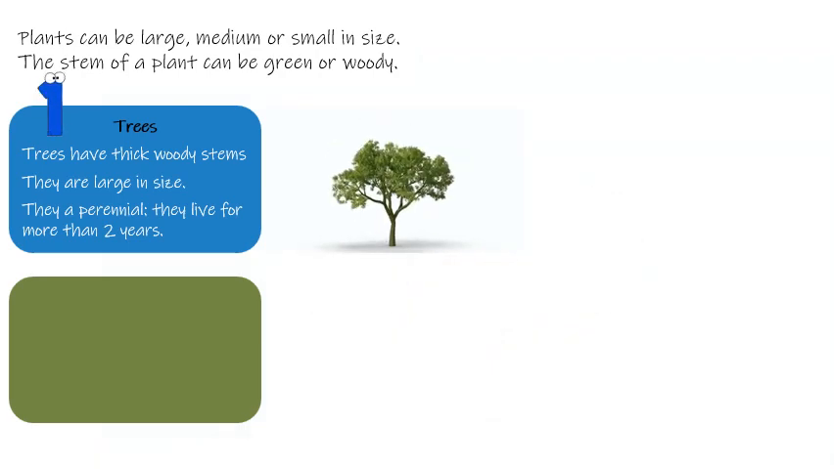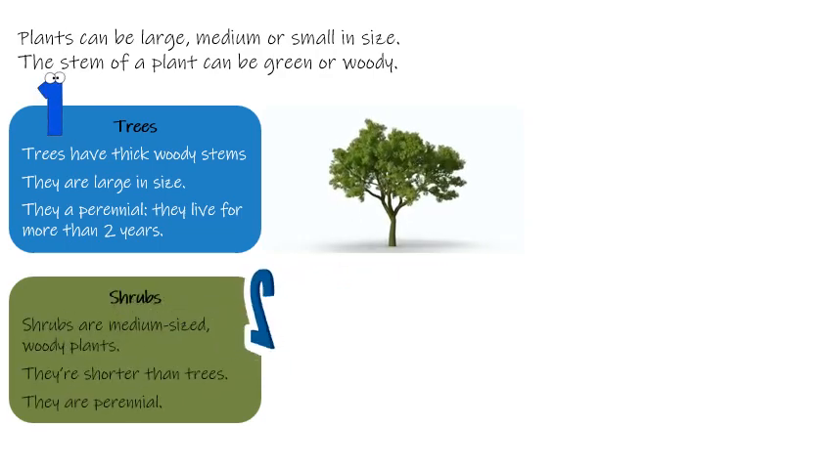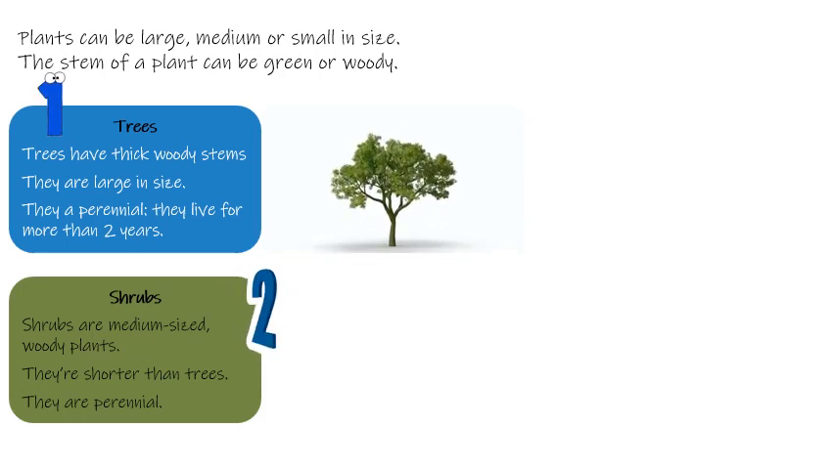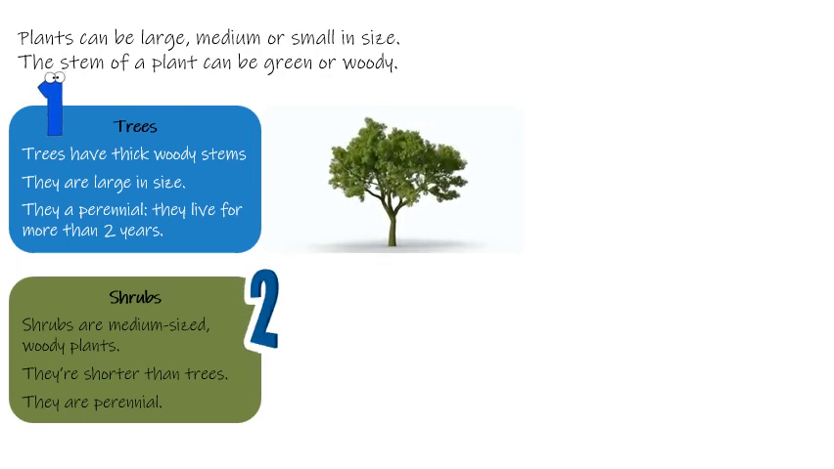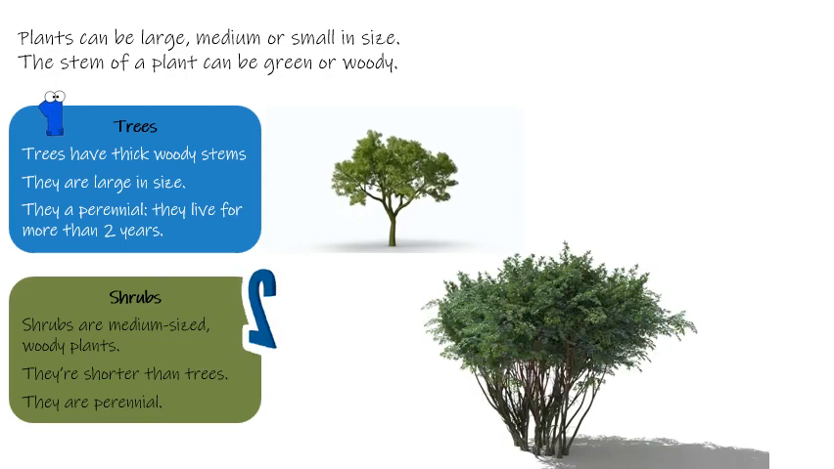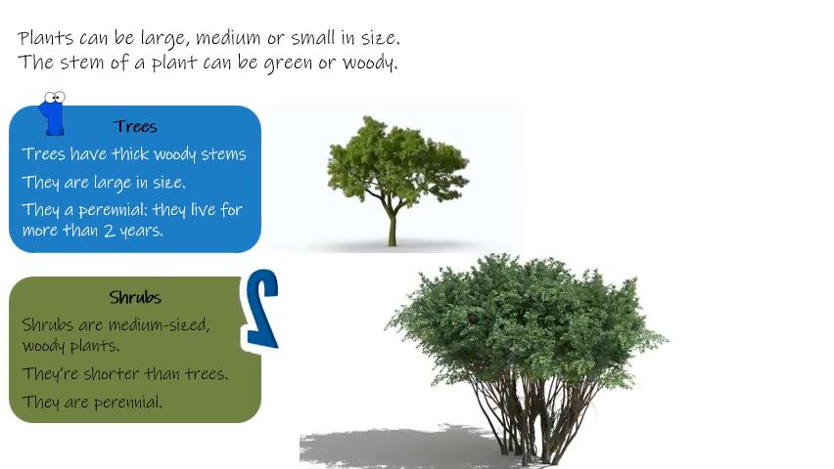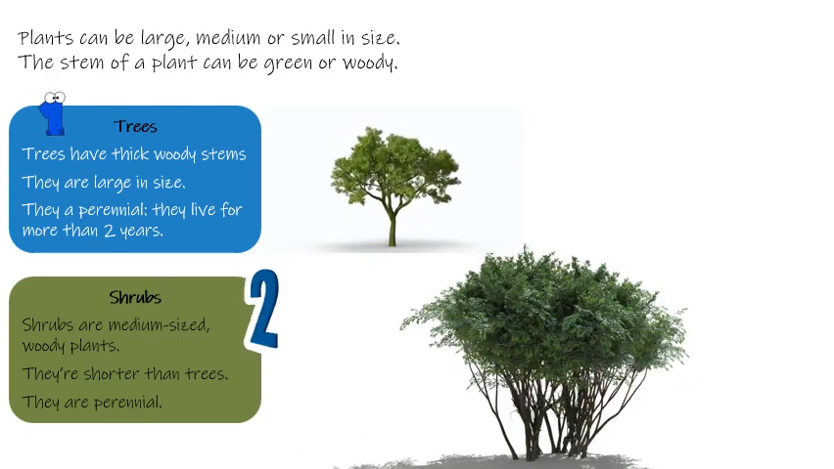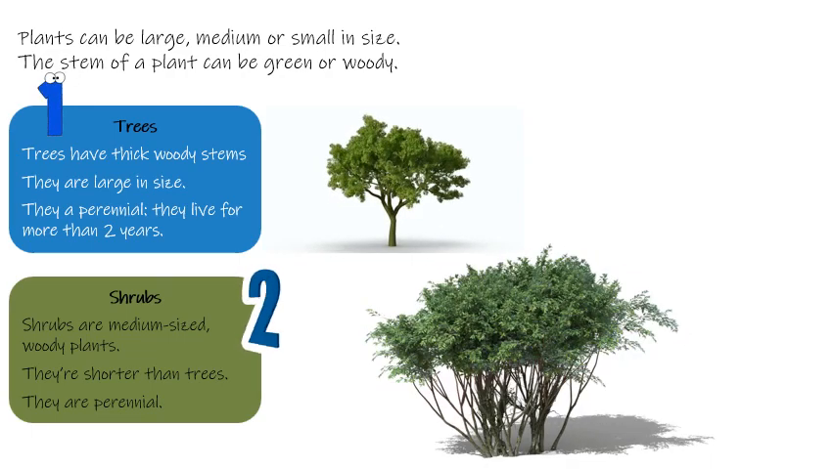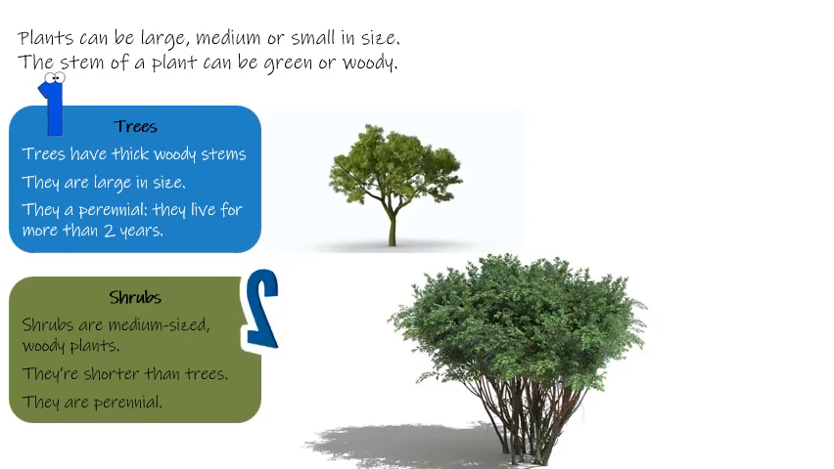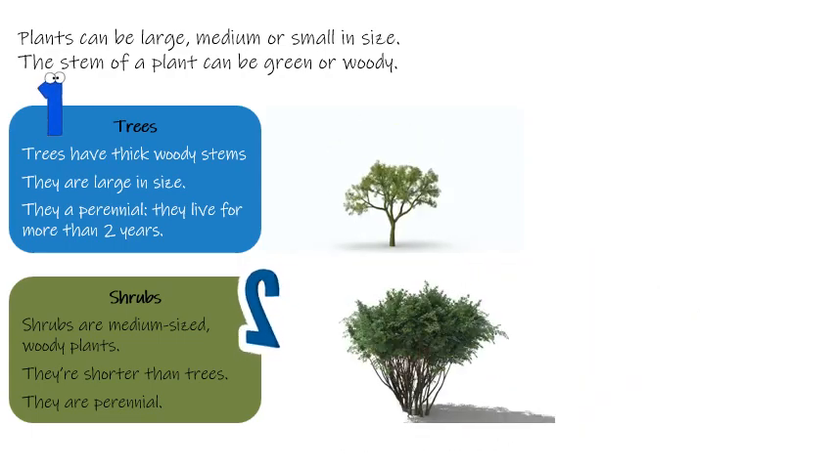Second group of plants are the shrubs. Shrubs are medium-sized plants with hard woody stems, more than one stem. So shrubs are medium in size and they have many woody stems, like you can see in the pic now. The stems of the shrub are hard, but they are not very thick. They are bigger than herbs, but smaller than trees. They are also perennial. This means that they can live more than 2 years.